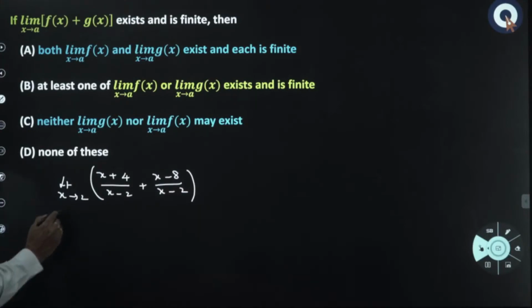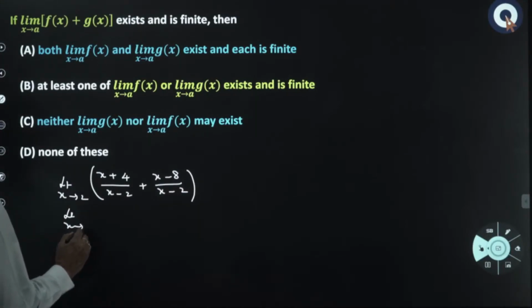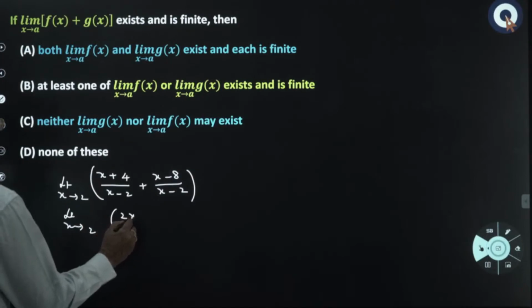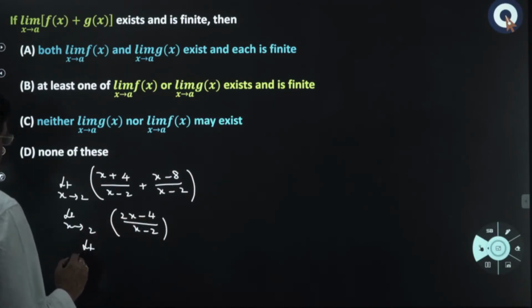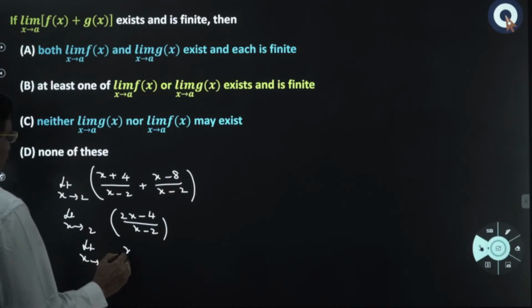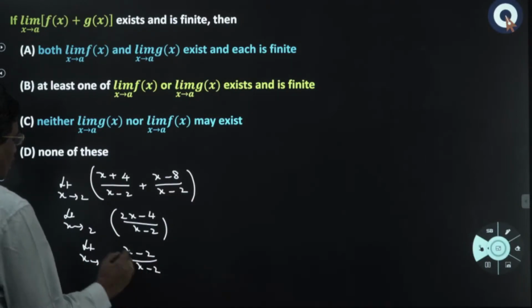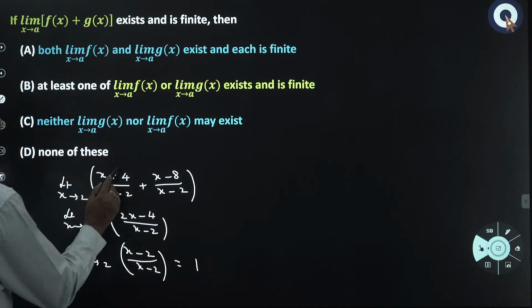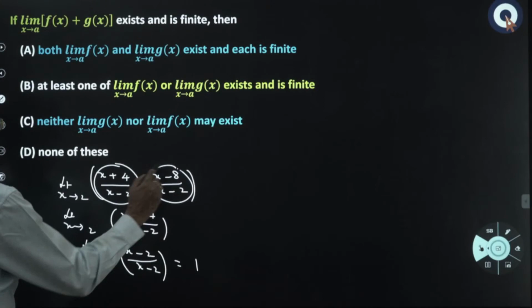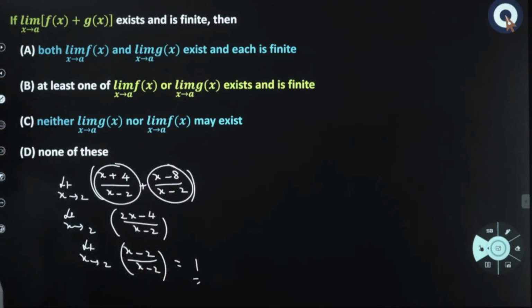So what you get is limit x tends to 2, (2x minus 4) by (x minus 2), which becomes limit x tends to 2, 2(x minus 2) by (x minus 2). This is 1 basically, so the limit exists. So at x equal to 2, the individual limits are not existing, but you have a limit. So this is a counter example to prove that it is possible. So if this sum exists, individual limits need not exist.